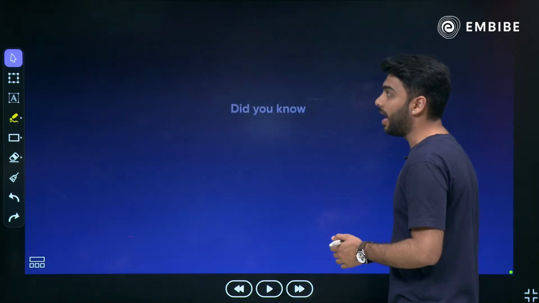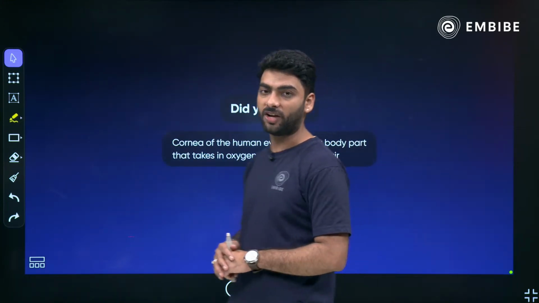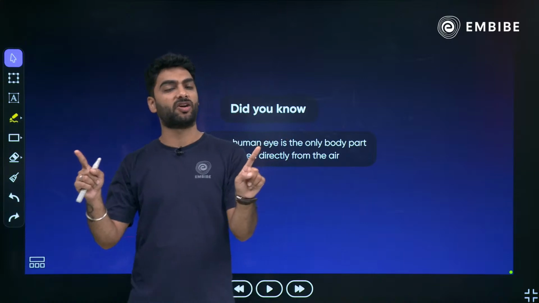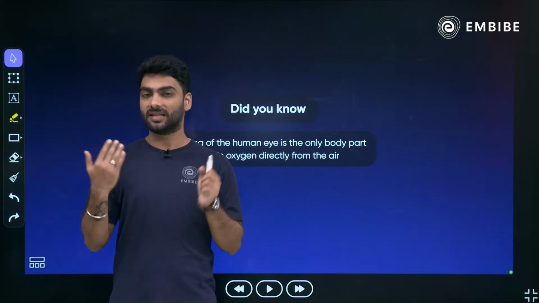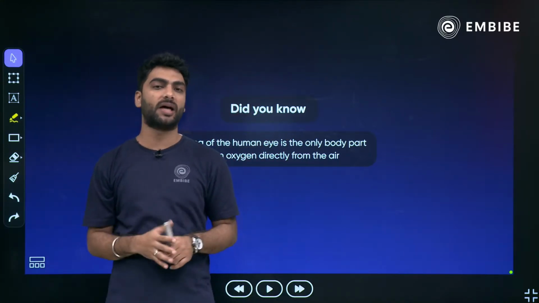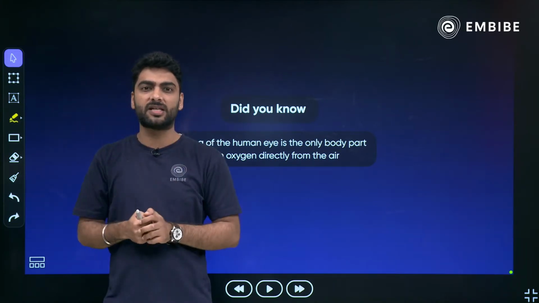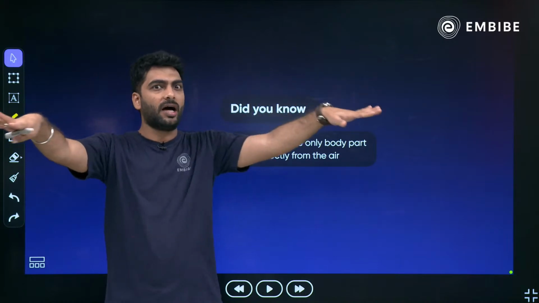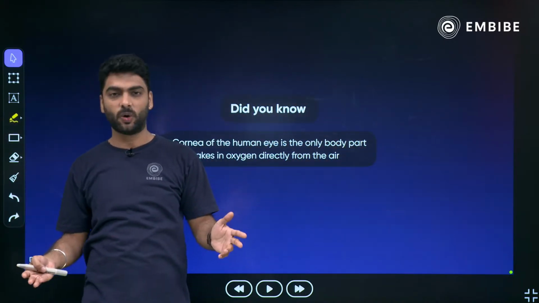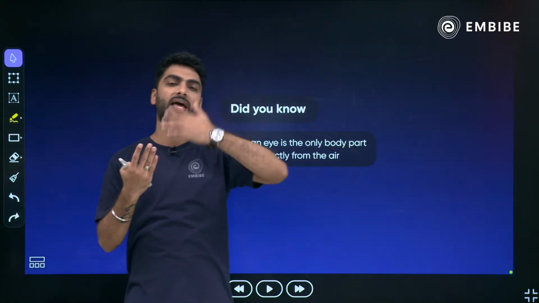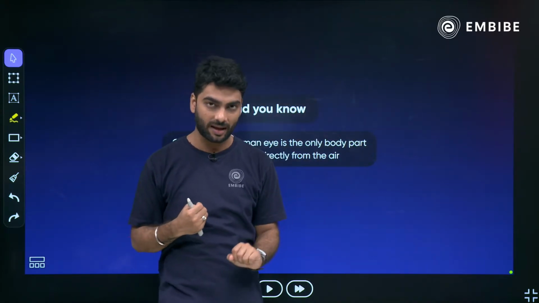Moving on, I have a very interesting fact for you, that cornea is the part of your body that exchanges gases directly through the air and not through a blood vessel. Imagine अगर हमारी आंखों में blood vessels होते तो पूरी दुनिया हमें लाल नजर आती, लेकिन ऐसा होता नहीं है क्योंकि कॉर्निया करता है exchange of gases directly through the air.